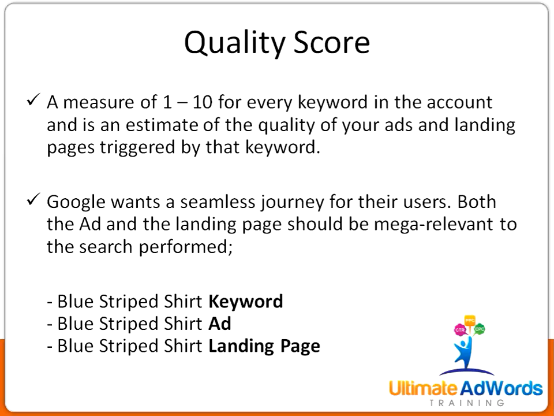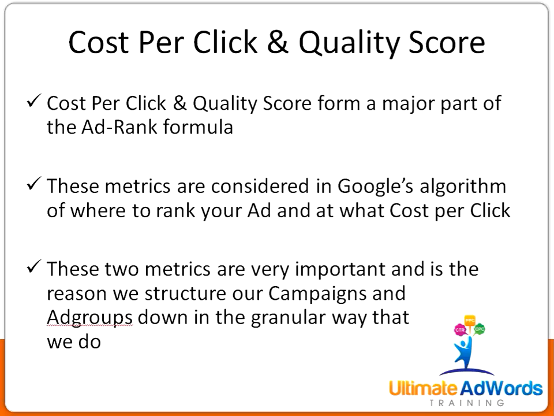If it's only one blue striped shirt, you may have a relatively low conversion rate because of that very factor. So sending them through to a range page of blue striped shirts would work well. So cost per click, which we covered, and quality score form a major part of the ad rank formula.